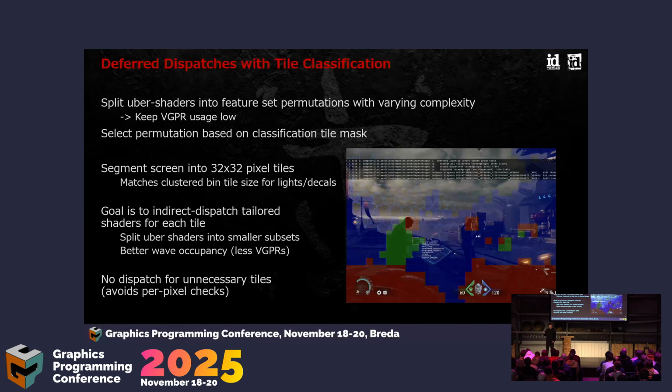And with increased complexity, we'll end up with a lot of VGPRs. And even if no pixel actually hits that branch, that causes the register allocation. And we can clearly do better.